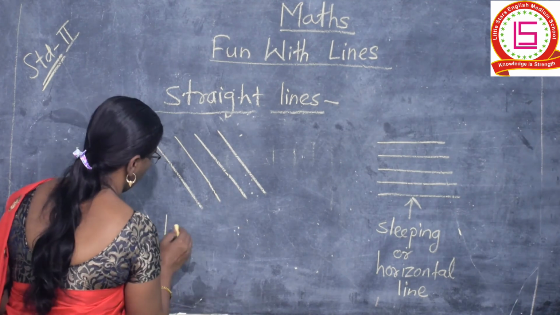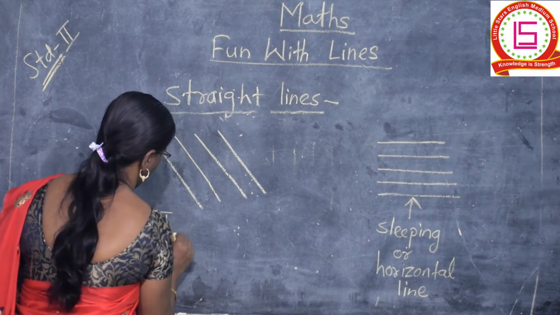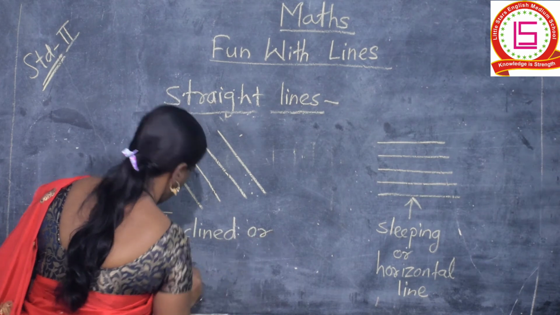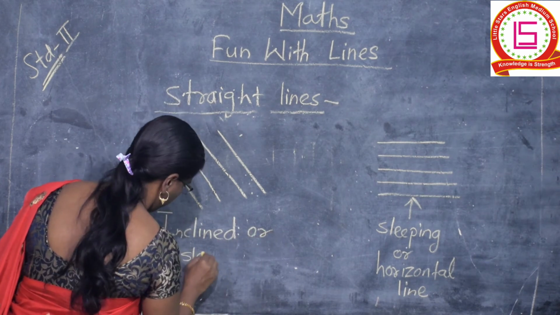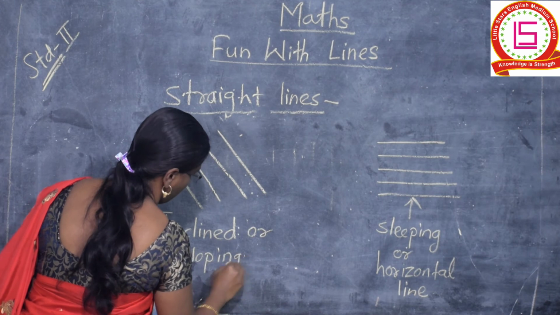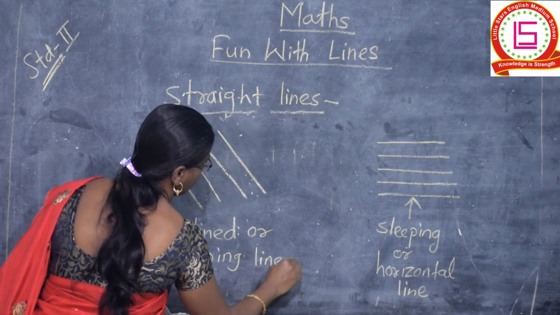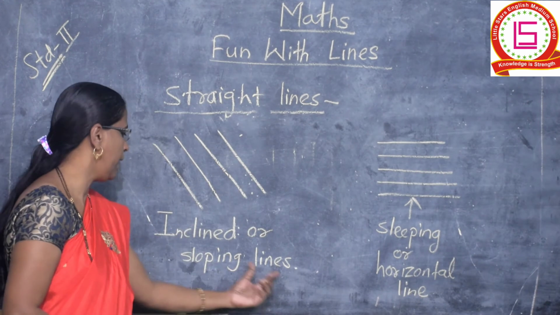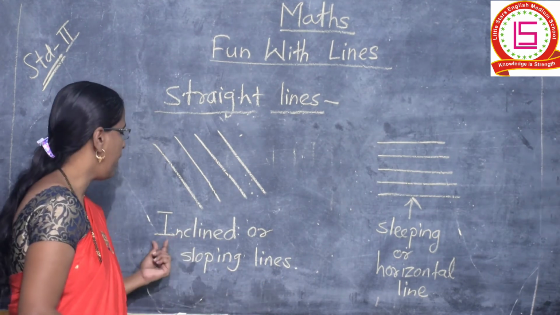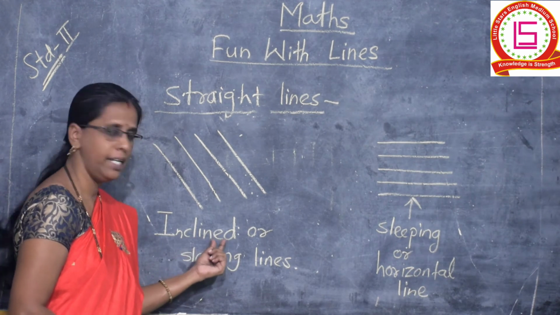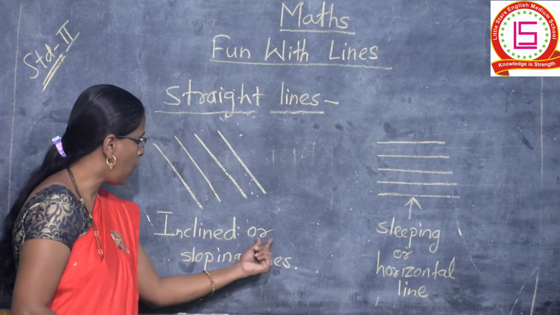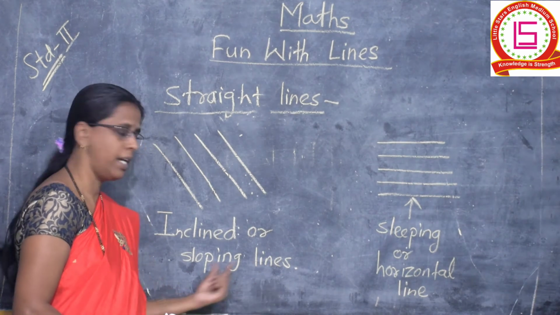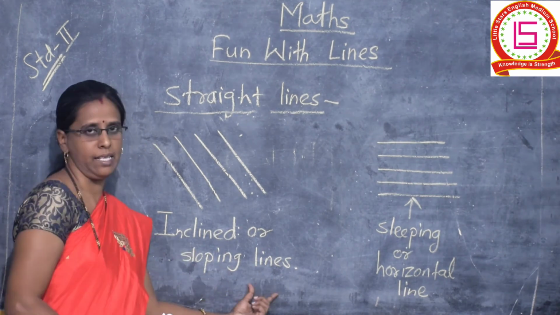Inclined or sloping lines. See the spelling of inclined: I-N-C-L-I-N-E-D. Inclined or sloping: S-L-O-P-I-N-G. Sloping lines. Okay? Inclined or sloping lines.